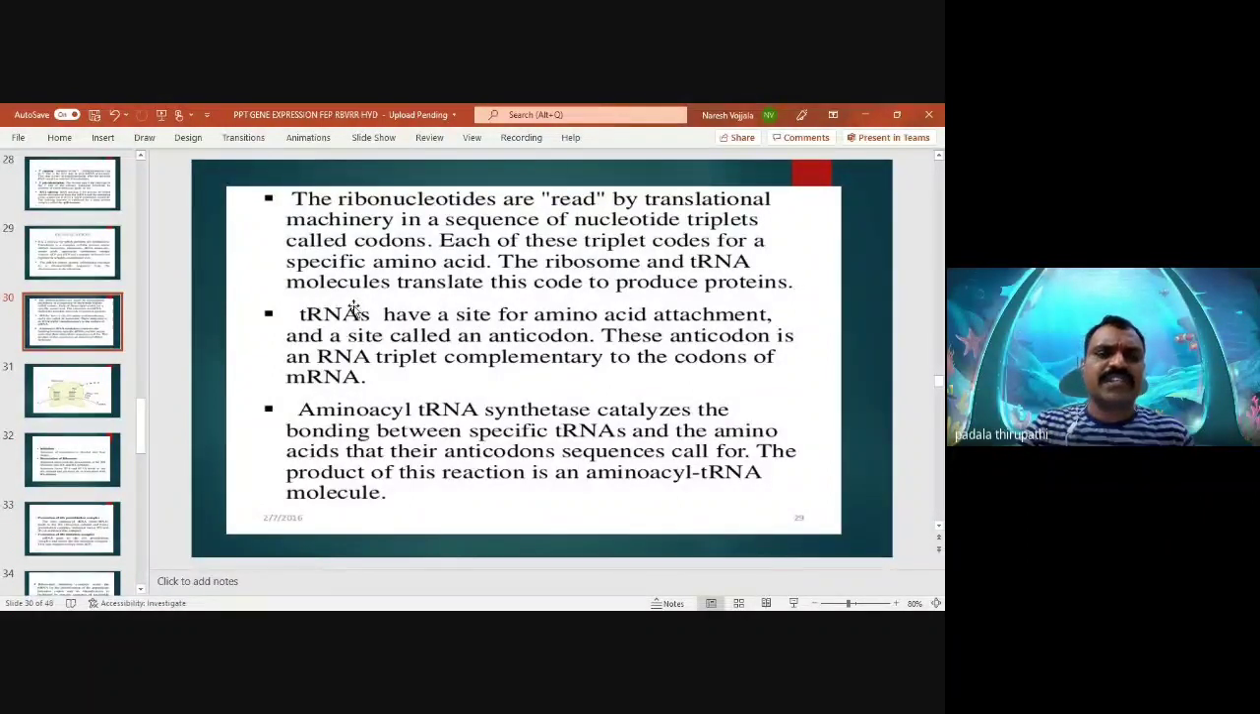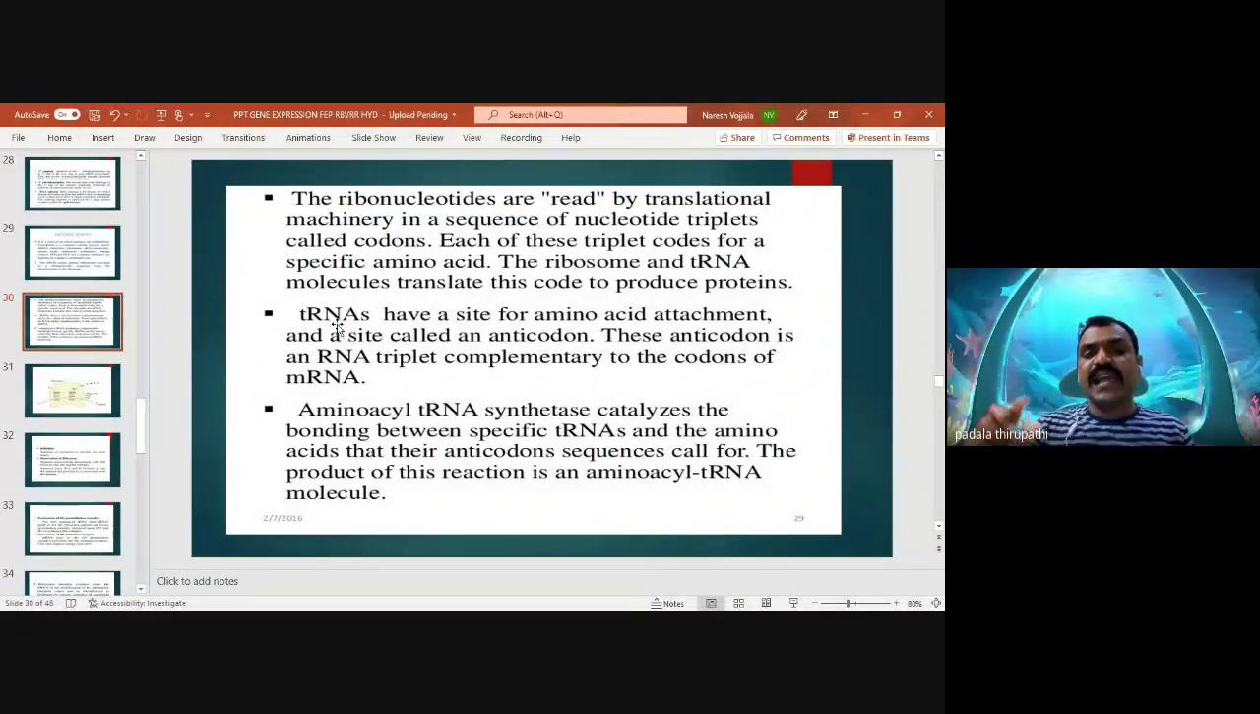What is tRNA? We know that tRNA means transfer RNA. In this translation process, tRNA is the most important RNA among the different RNAs like mRNA, rRNA, tRNA, and snRNA, the small nuclear RNA. But tRNA is the most important in this entire translation process along with mRNA.